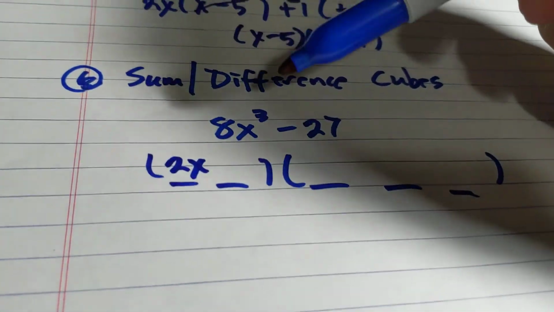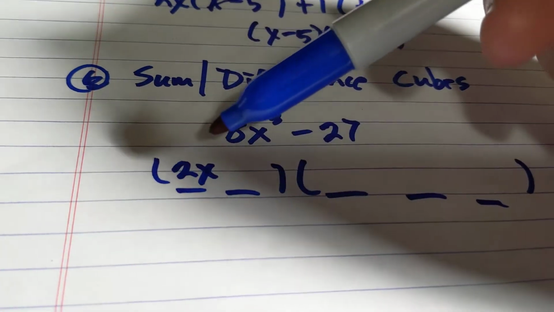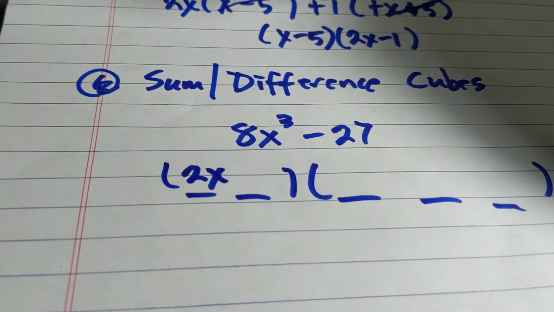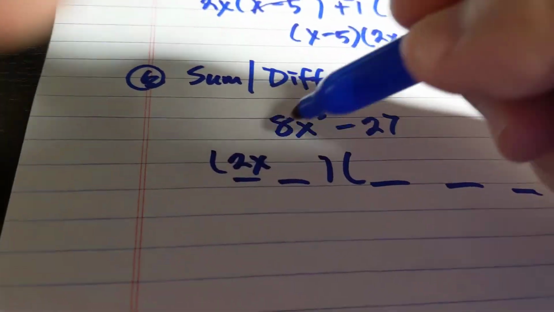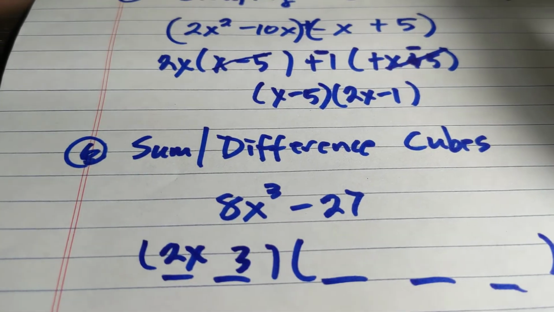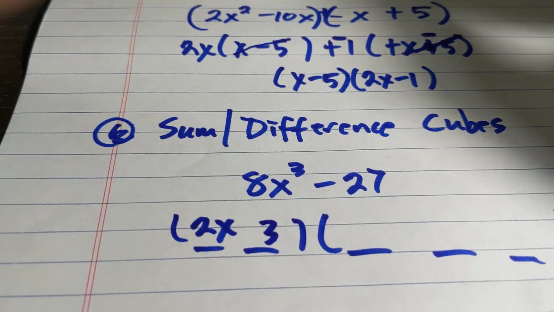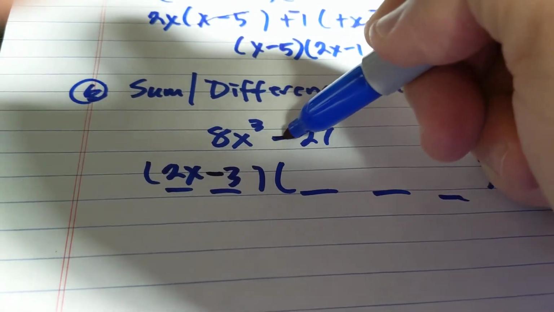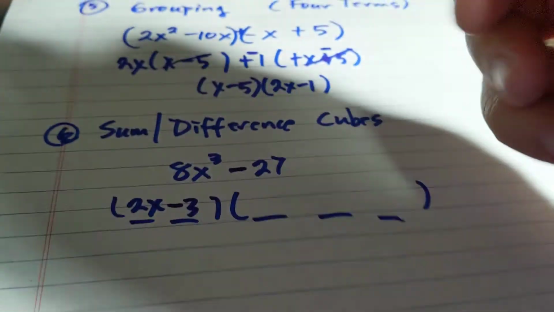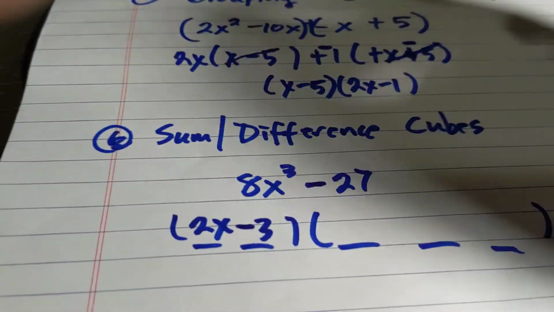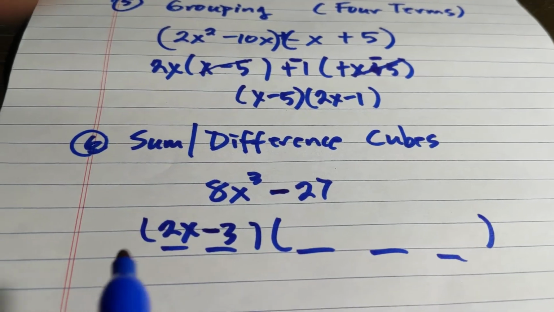In this first blank, you put down what is it times itself 3 times that equals this. Well, notice 2 times 2 times 2 is 8, and x times x times x is x cubed. So 2x is what makes 8x cubed a perfect cube. Also, similarly, notice that it's 3 that makes 27 a perfect cube. 3 times 3 times 3 is 27. So the operation that's going to go here is the same one that's here. So if this had been addition, you would put addition there. Since this is subtraction, you put subtraction there. And then all of these are going to come from over here.